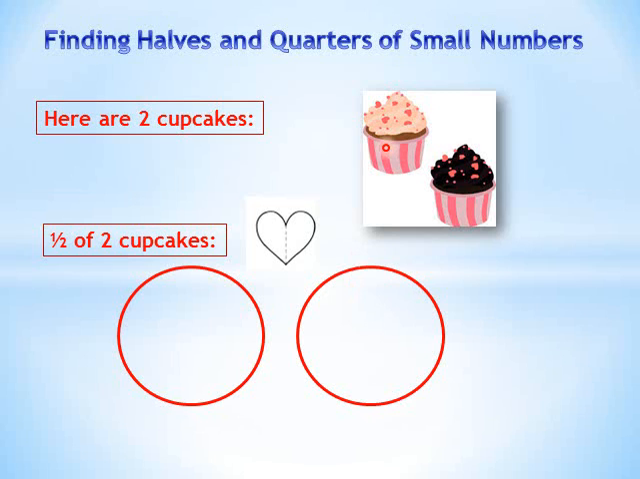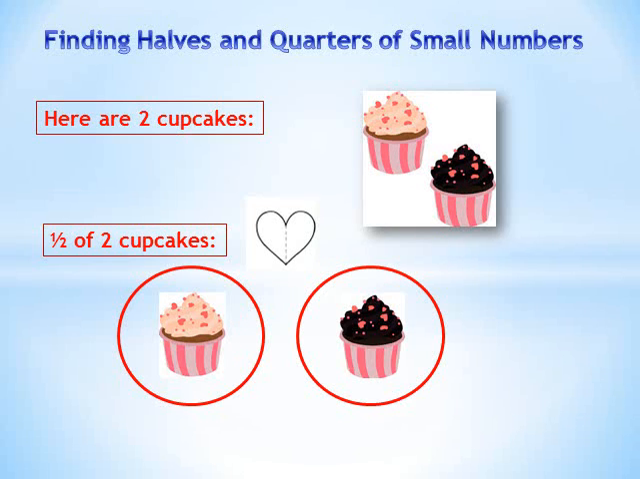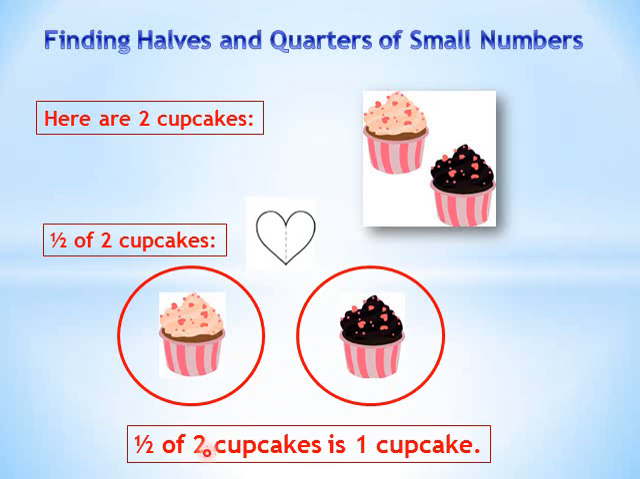Okay, let's put the first cupcake in the first group, and then I'll take the second cupcake and put it in the second group. Each group of these is half of the two cupcakes. So half of the two cupcakes is, how many do we have in each set or in each group? Yes, one cupcake. So half of two cupcakes is one cupcake.